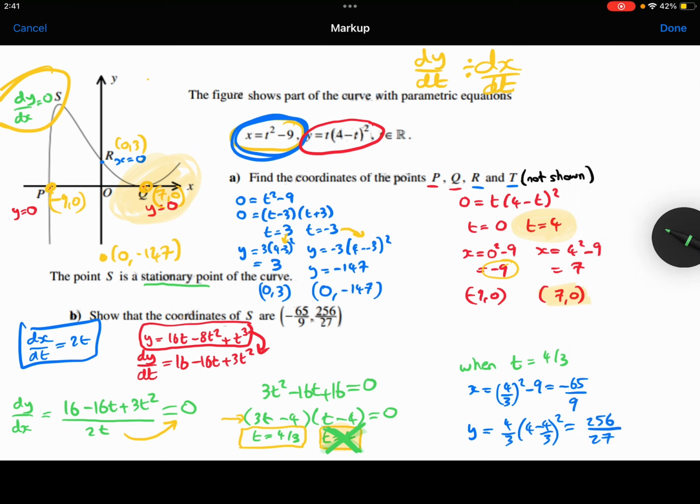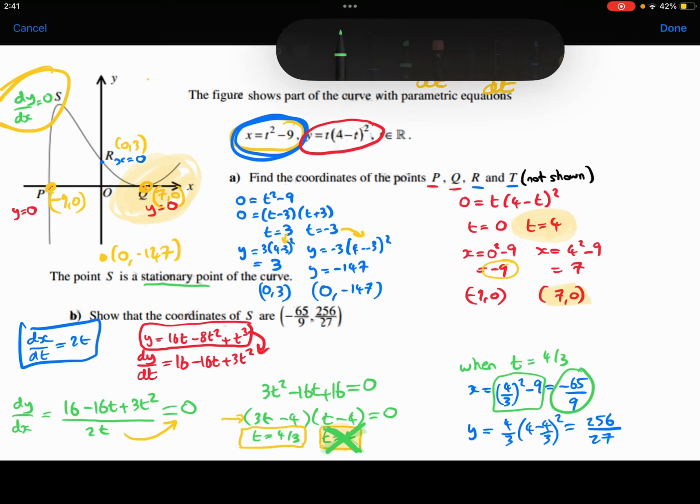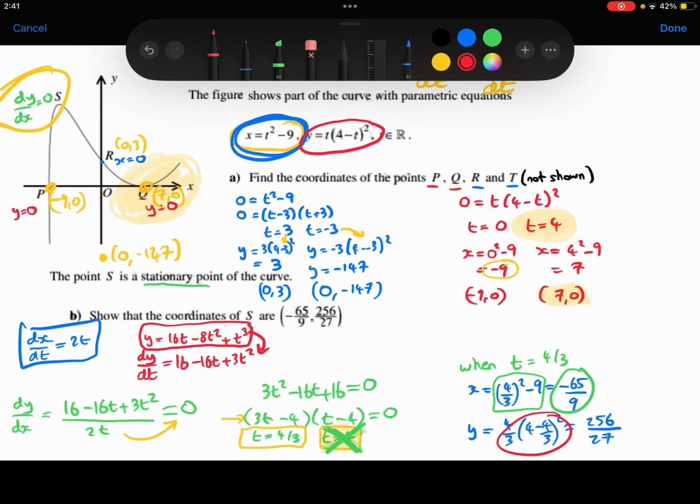And then I've just plugged that 4 over 3 into the x equation here to work out the x coordinate, and the y equation here to work out the y coordinate, and that's what we needed to show.